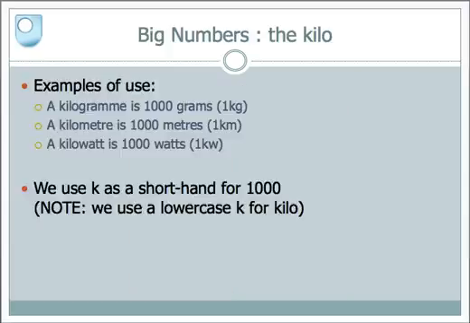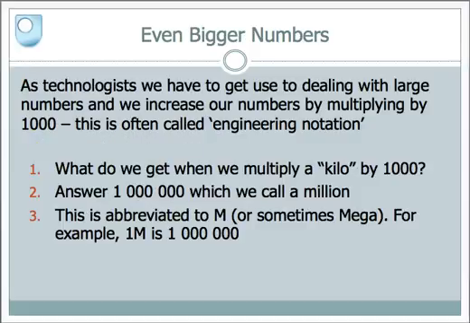Dealing with big numbers. Well, let's start with something reasonably small for the time being, and we talk about the thing called the kilo. Now, we're used to this in terms of kilograms, which is 1,000 grams, a kilometre, which is 1,000 metres, or a kilowatt, which is 1,000 watts. We use the small letter k as a shorthand notation for 1,000. Note it is a lowercase k for kilo. As technologists, we have to get used to dealing with large numbers, and we increase our numbers by multiplying by 1,000. This is often called engineering notation.